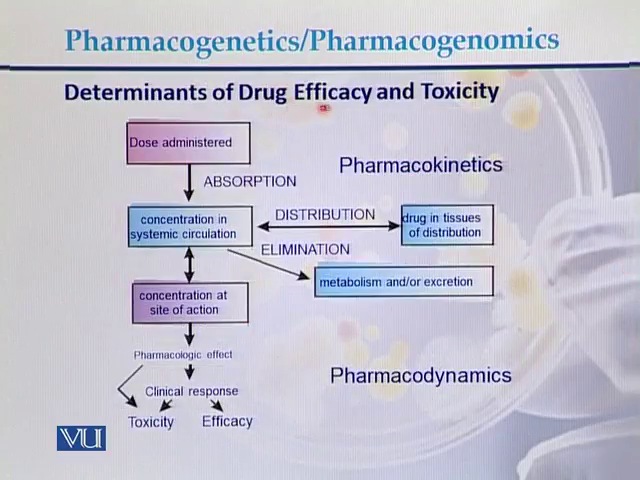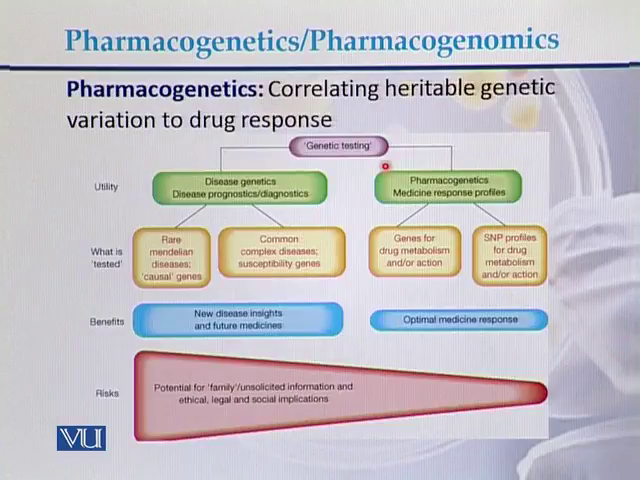Determinants of drug efficacy and toxicity. There are two different terminologies, called pharmacokinetics and pharmacodynamics. If we study absorption, distribution, and elimination, it is called pharmacokinetics. On the other hand, if we study the toxicity and efficacy of drugs, then it is called pharmacodynamics. Pharmacogenomics is correlating heritable genetic variations to the drug response.